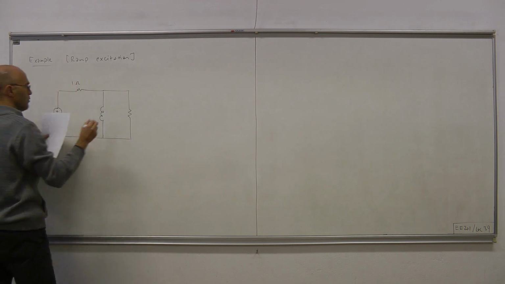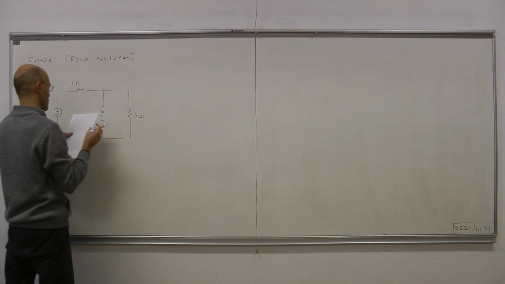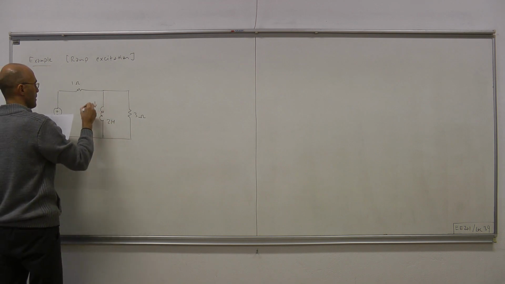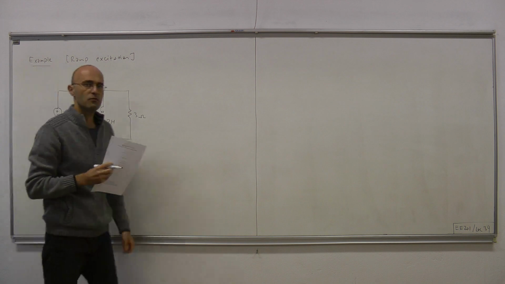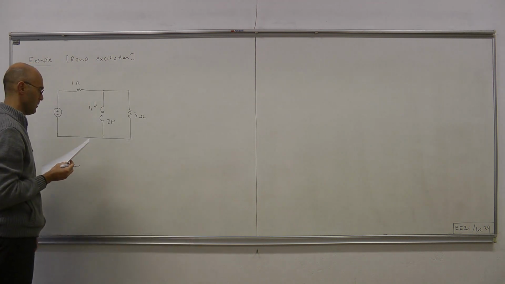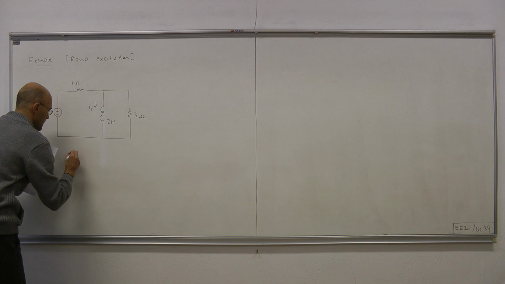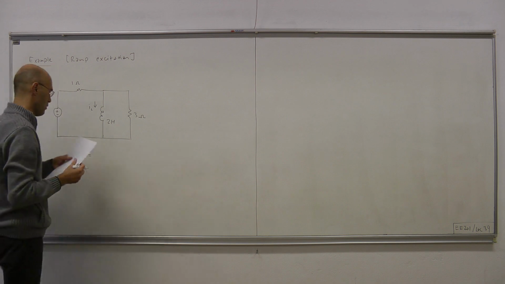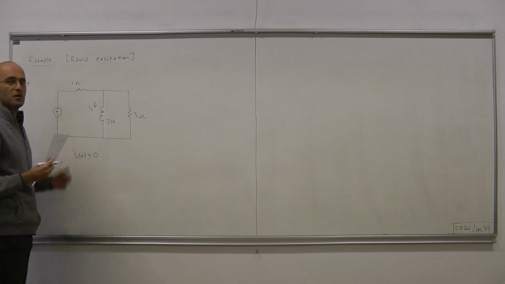This resistor is 1 ohm, this is 3 ohms. The inductance is 2 Henry. And we want to figure out the inductor current IL. Initially, there is no flux in the coil, or the inductor current is 0.